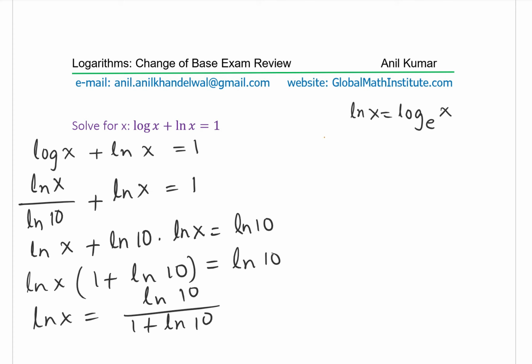Can you write down the exact value of the answer now? Well, we can take to the power of e, that is the inverse of ln x, right? So we could now write down this as x is equal to e to the power of ln 10 over 1 plus ln 10. Correct? So that is how we get the value.